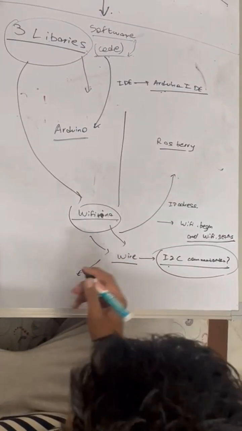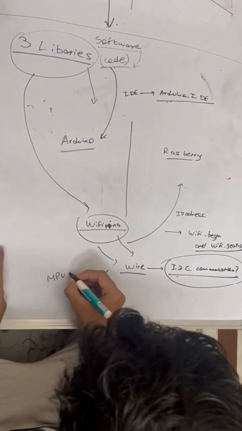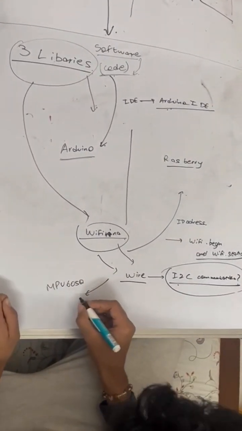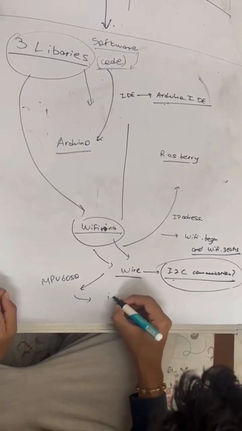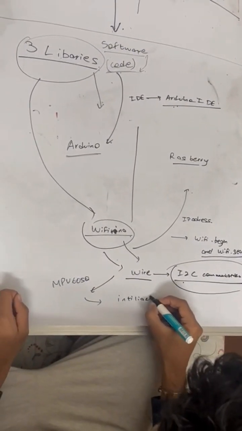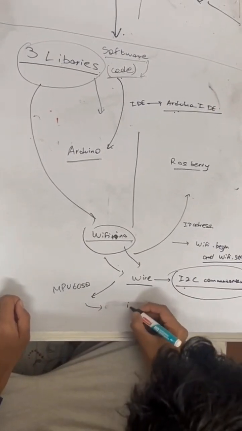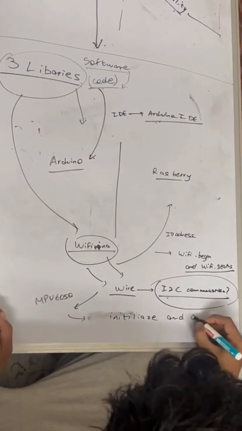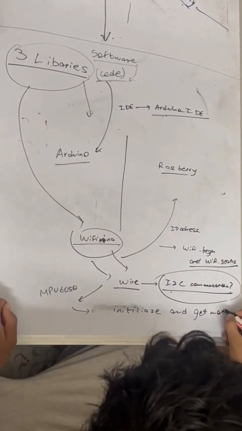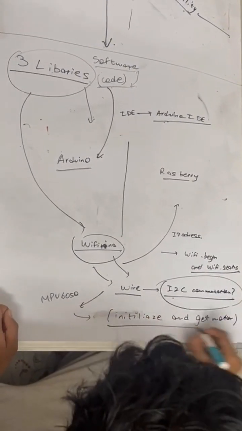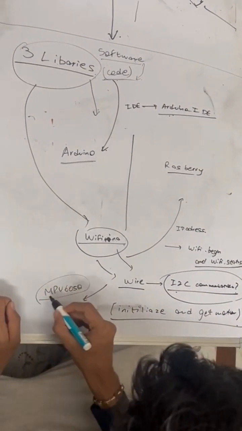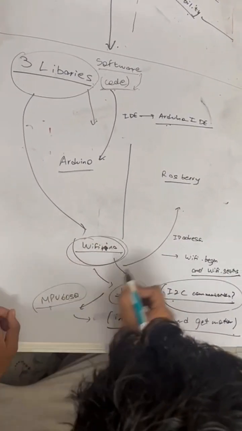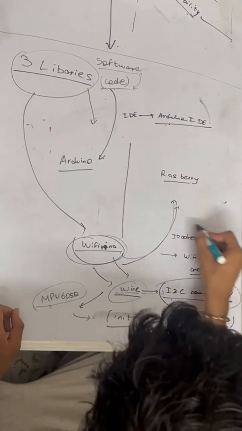The other library that I've used is the library for my sensor, the MPU6050. It is a library for interacting with the MPU6050, and it has two functions: initialize and get motion. So these are the three libraries that I'm using. First is for the sensor, second is the Wire library for I2C communication, and third is WiFiNINA, which I'm using for the IP address of the Raspberry Pi.